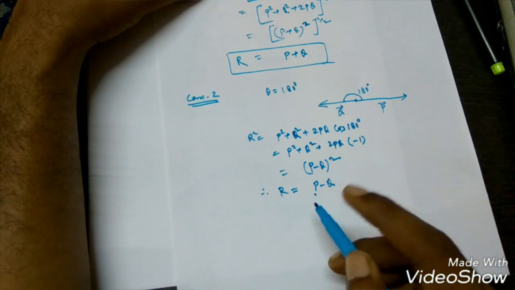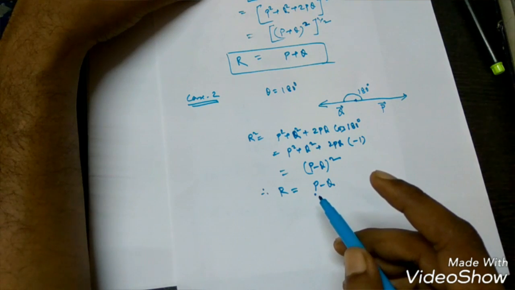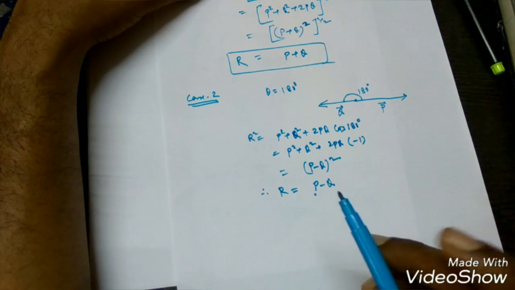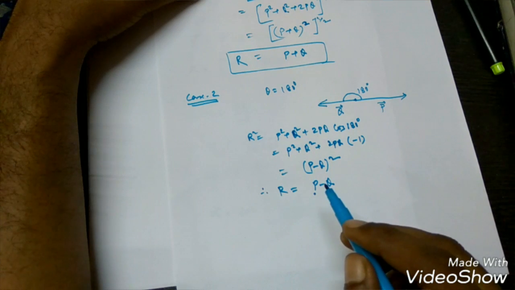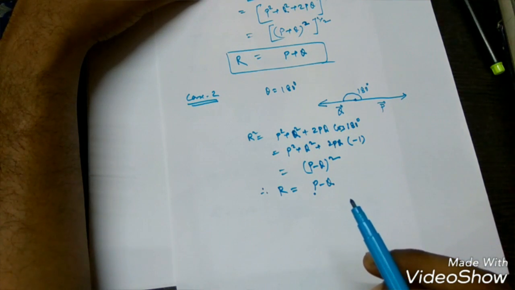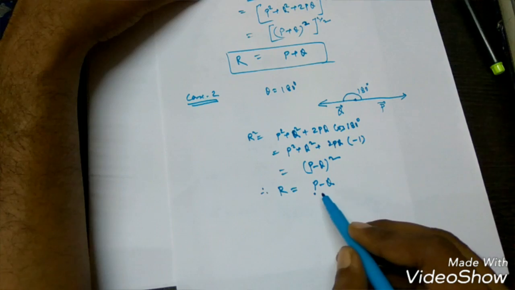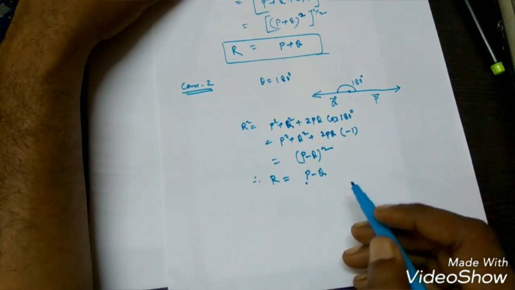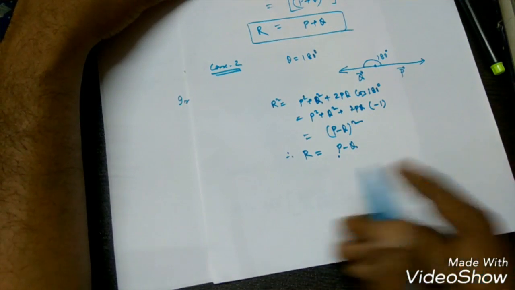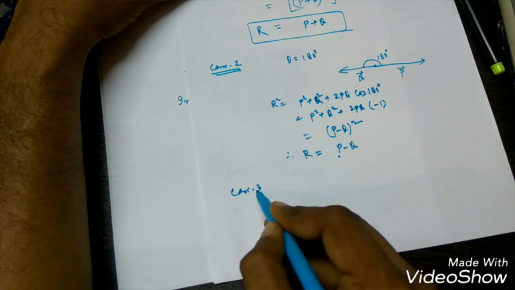And the resultant will have a direction as same as the direction of the bigger vector. Okay, now next is case 3.